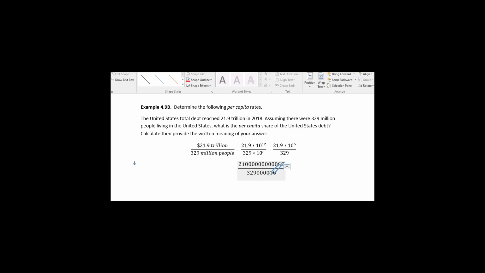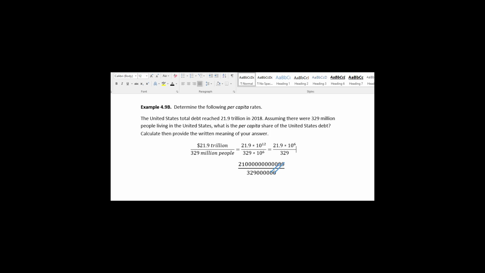Etc. So I'm going to be able to cancel out 3, 4, 5, 6 zeros on the bottom. So if I cancel out 6 zeros on the top, I'm going to have 6 left. That's why I have that. And so the final answer.